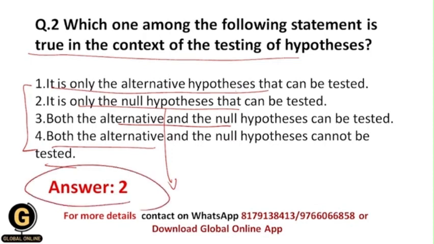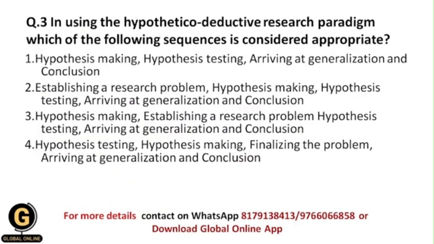be tested. Okay, next is, in using the hypothetical deductive research paradigm, which of the following sequences is considered appropriate? Okay, so whenever you are using the hypothetical deductive research approach, you need to go through simple steps. Okay, those are the research steps. So what are the sequences of these research steps?